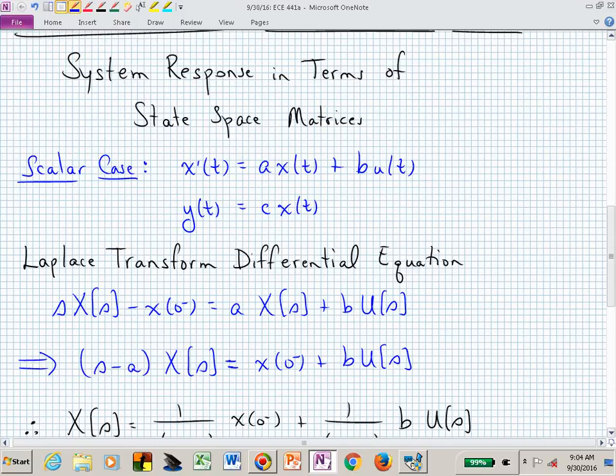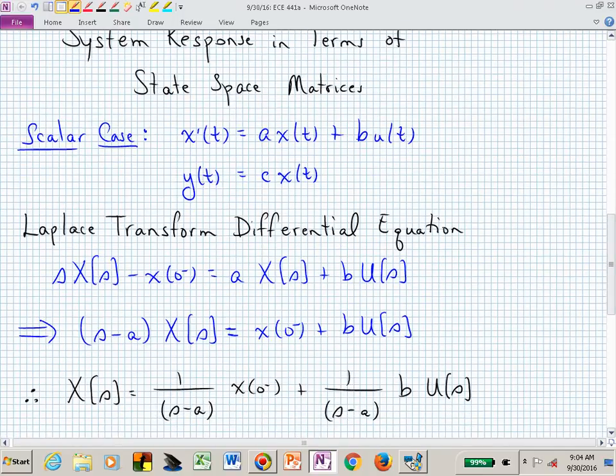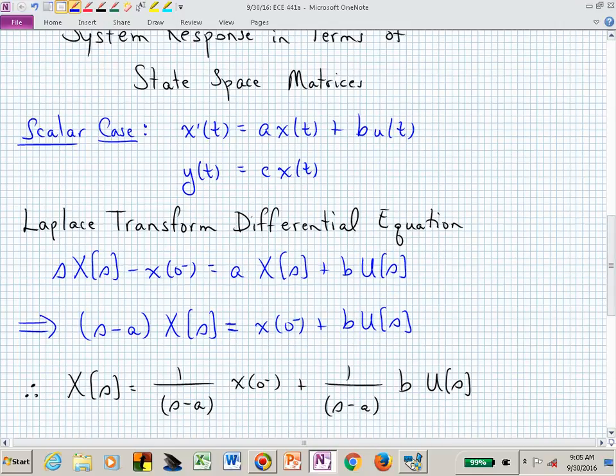We can now solve for capital X of s by factoring the coefficients that multiply capital X of s and putting those on one side. So we're taking the little a to the left, and we're taking the initial condition to the right. Now we divide by that factor s minus a, which when we get into the vector case, is going to consist of matrix elements. And we can't just divide by a matrix. We have to invert it, and we have to do that in the proper way. If we say we're inverting a matrix, we have to know which side we're putting that matrix inverse on, because matrices do not commute. AB is not necessarily BA in terms of matrices. But here, since we're dealing with scalars, it really doesn't matter. And now we have an expression for capital X of S, and it's made up of two pieces.